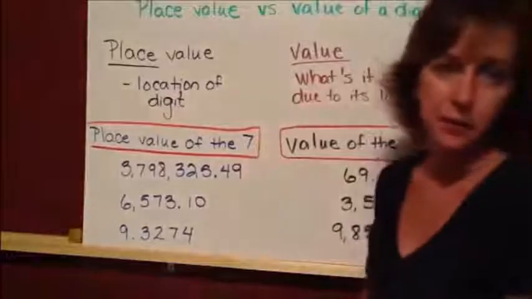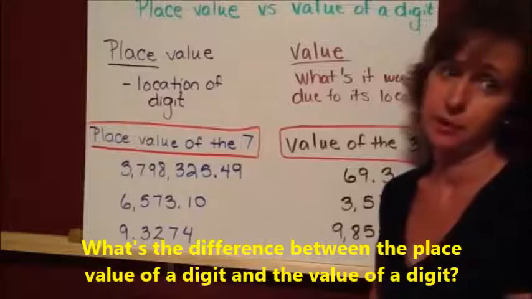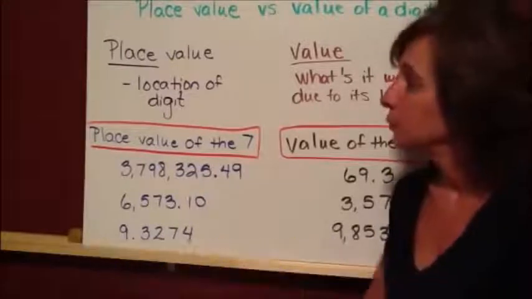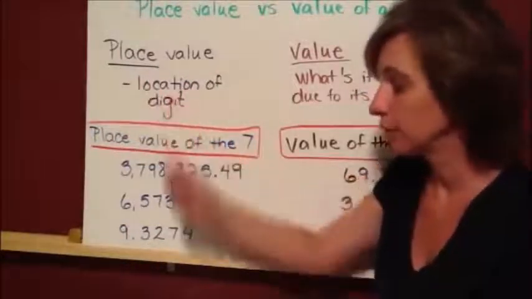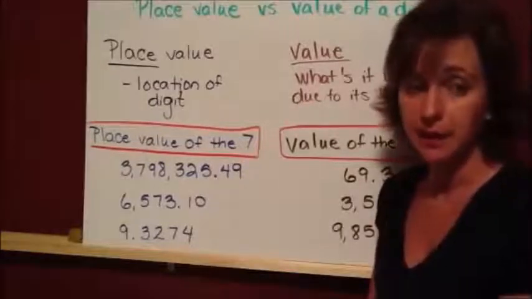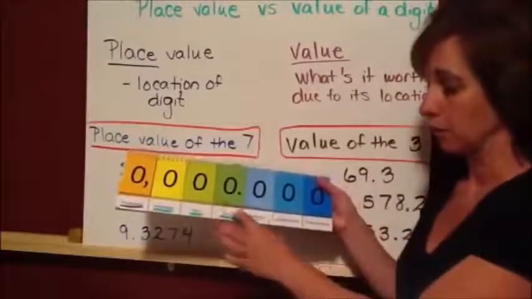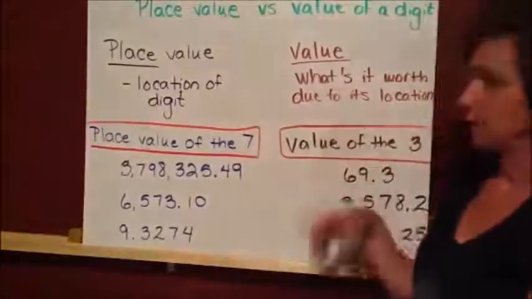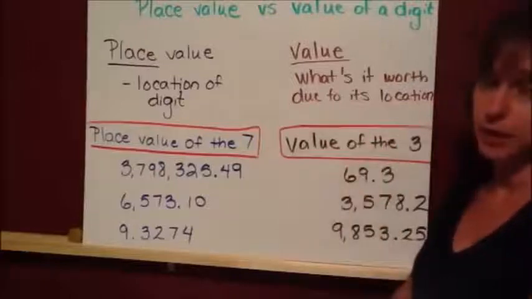What's the difference between finding the place value of a digit and the value of a digit? A very important question we're going to conquer today. Place value has the word place, which means location. To find the place value of a digit, you simply tell us where it is located. What is the place value of the column that it's in? Value of a digit is to tell me what it's worth because of its location.